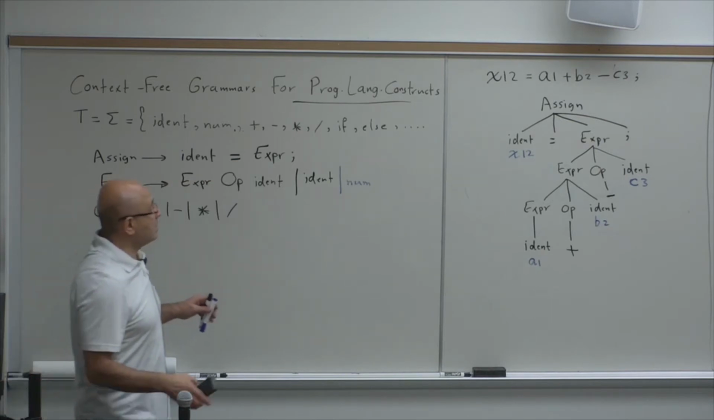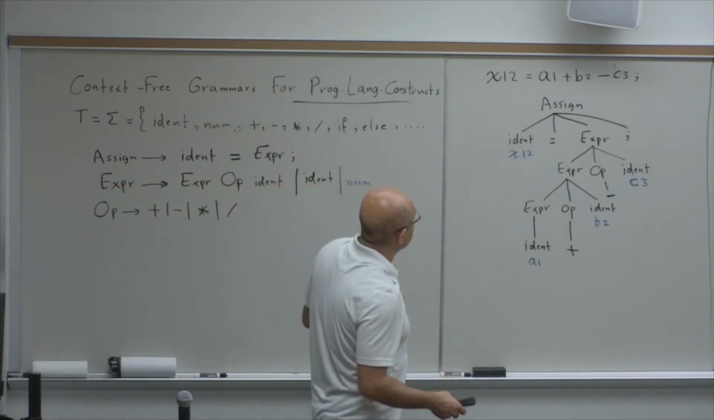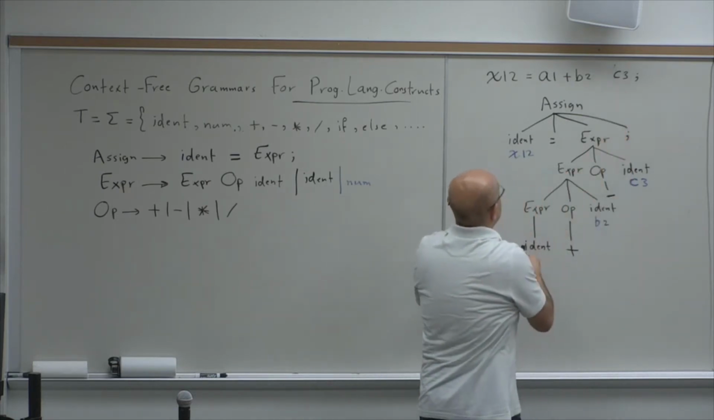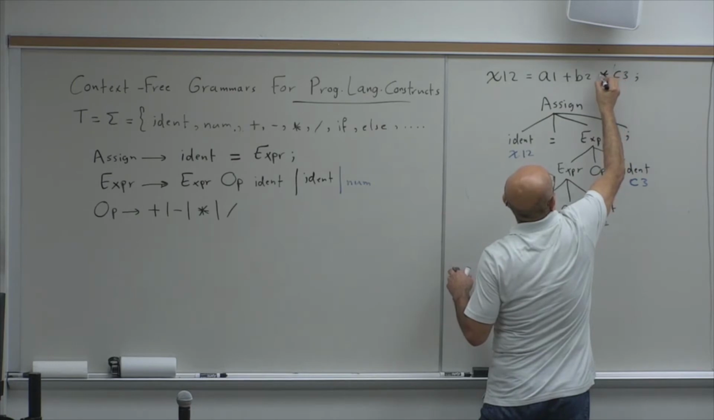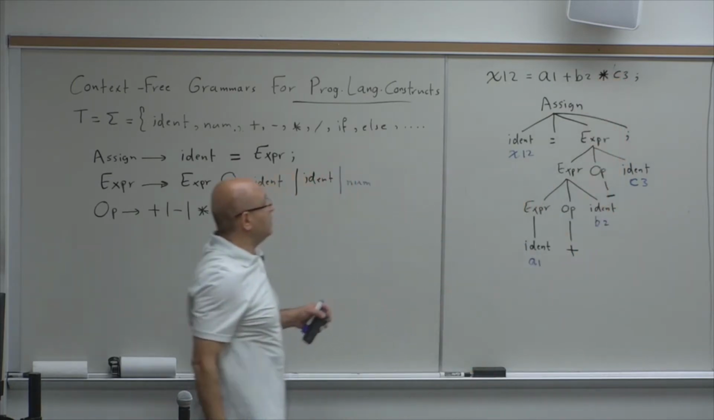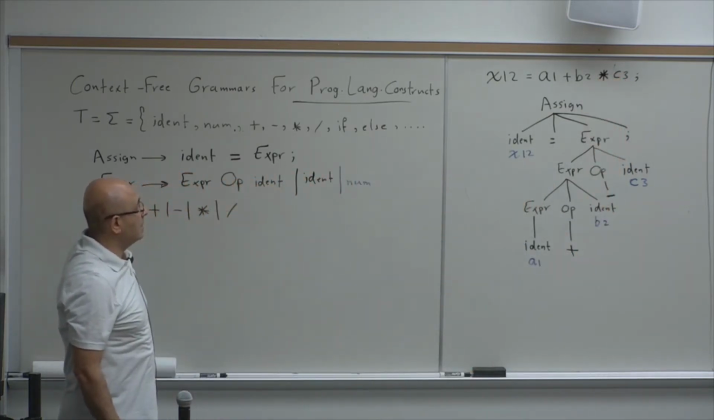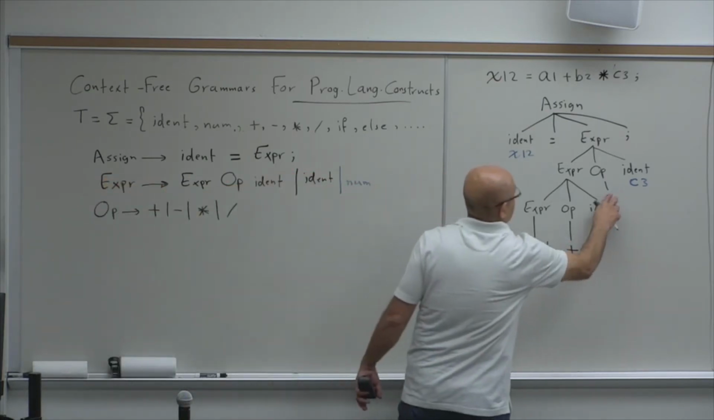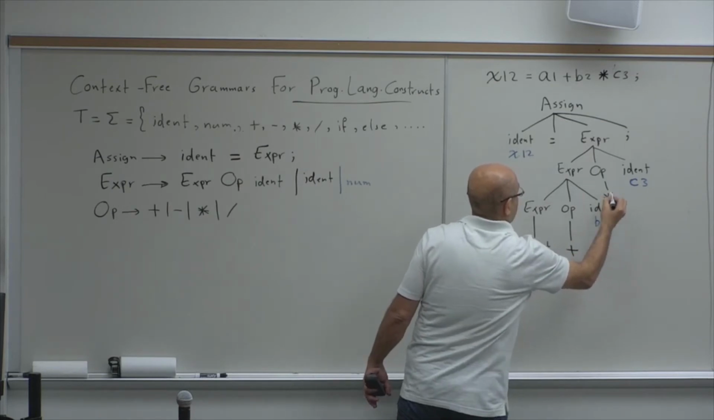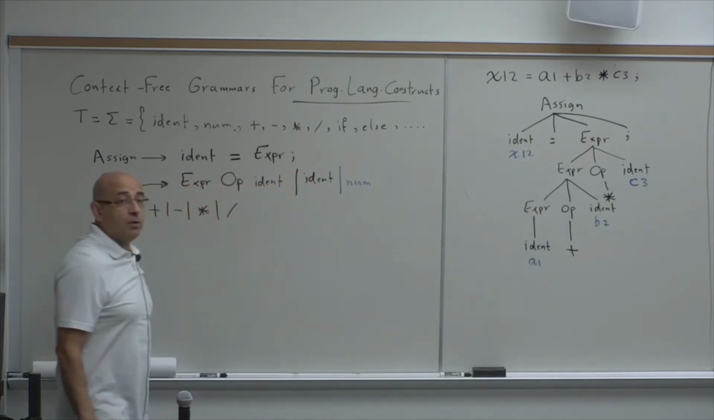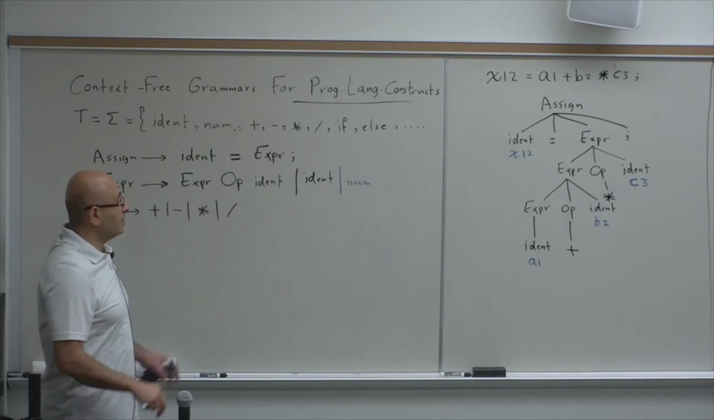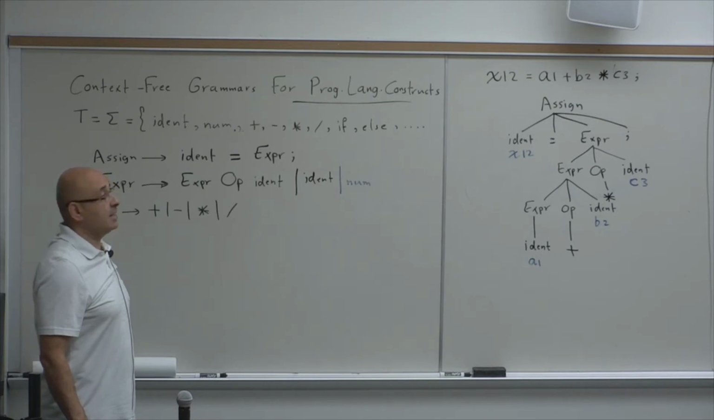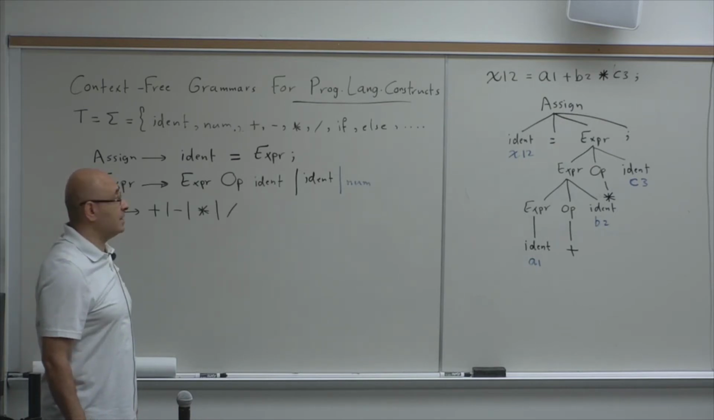Now, let's consider this. What will be the derivation tree for this? Now we'll just replace the minus with multiply. Now, is this what we want? No. Why not? Order of operations. What's that? Order of operations. Yeah, the precedence. So this doesn't satisfy the precedence that we want.